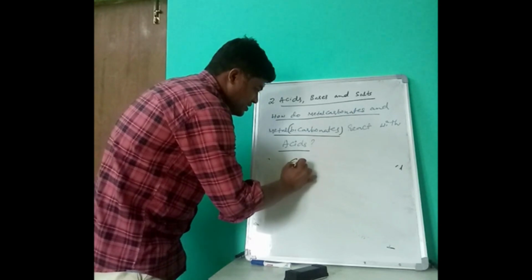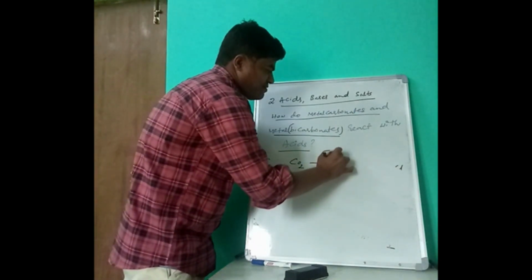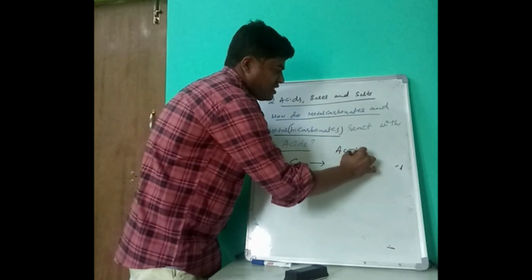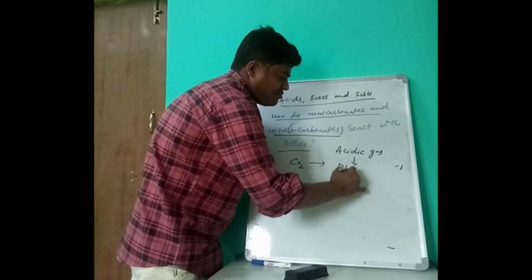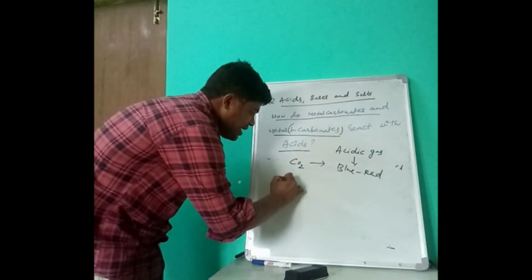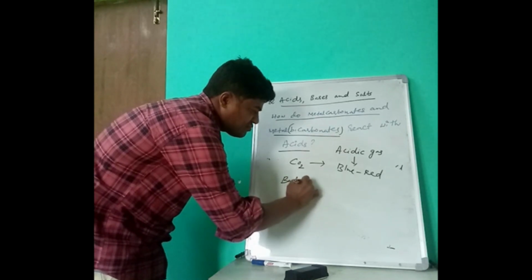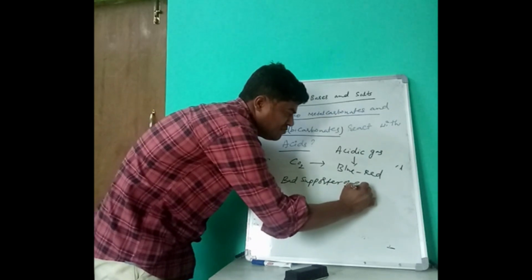Carbon dioxide gas, what is its nature? It is an acidic gas. Therefore, it turns blue litmus to red. And it is a bad supporter of combustion.